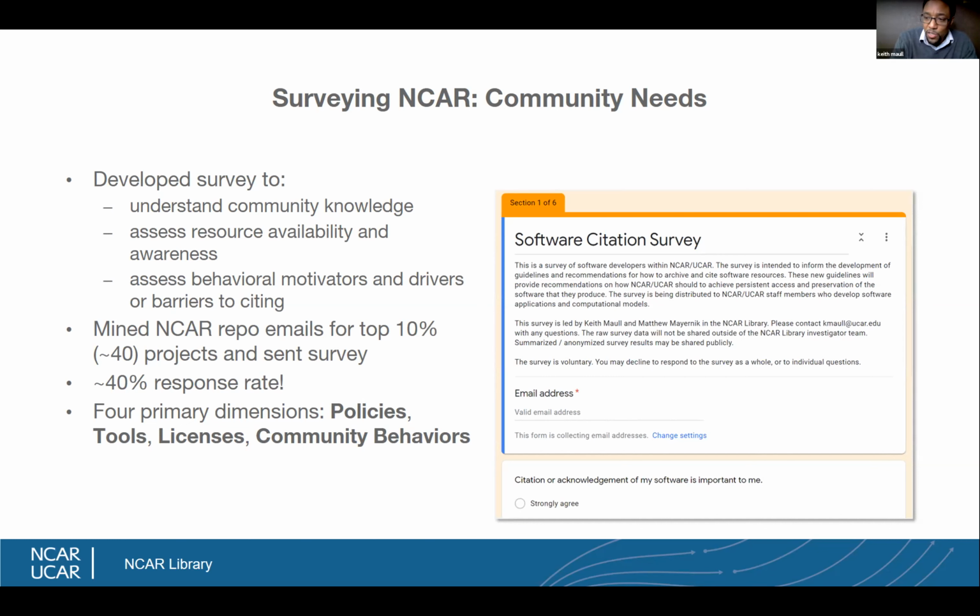So we looked at policies, tools, licenses, and community behaviors in the survey. It was a shortish survey, but it hit. There were at least 2 questions in each one of these areas, and we were able to really drill down into some very useful questions.